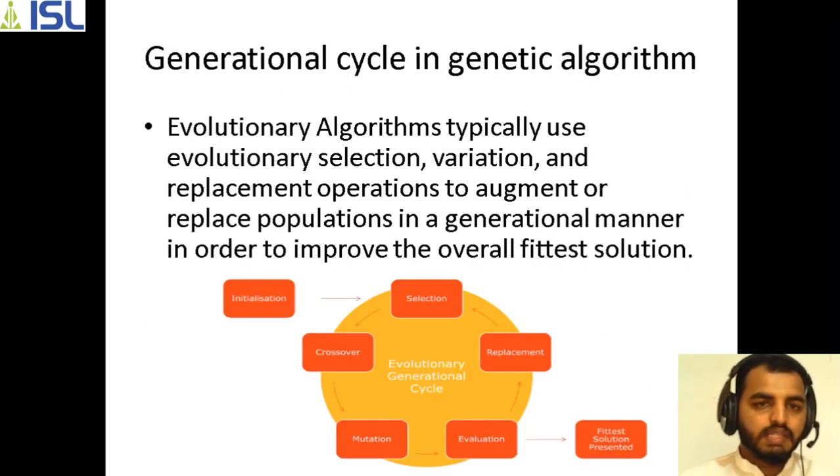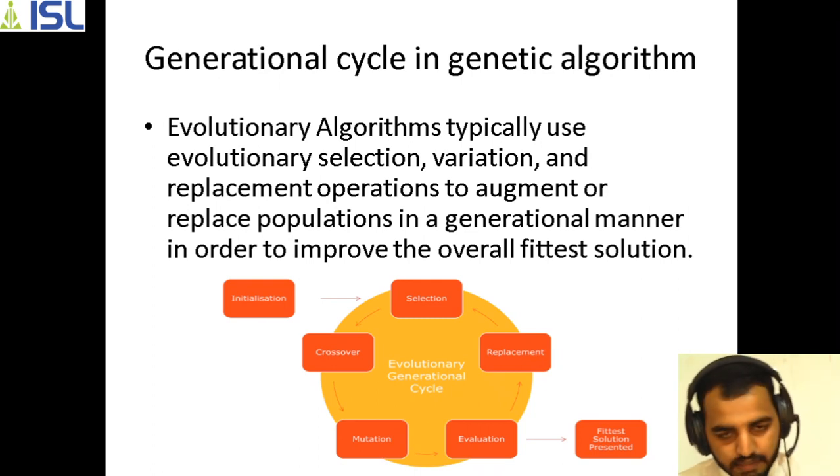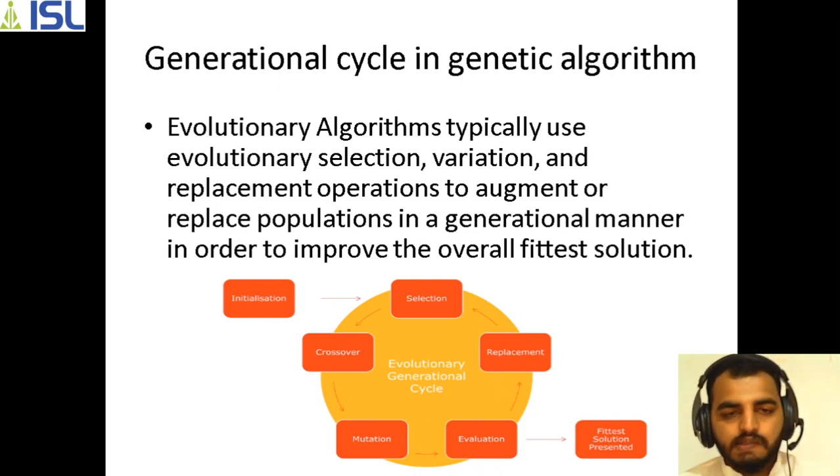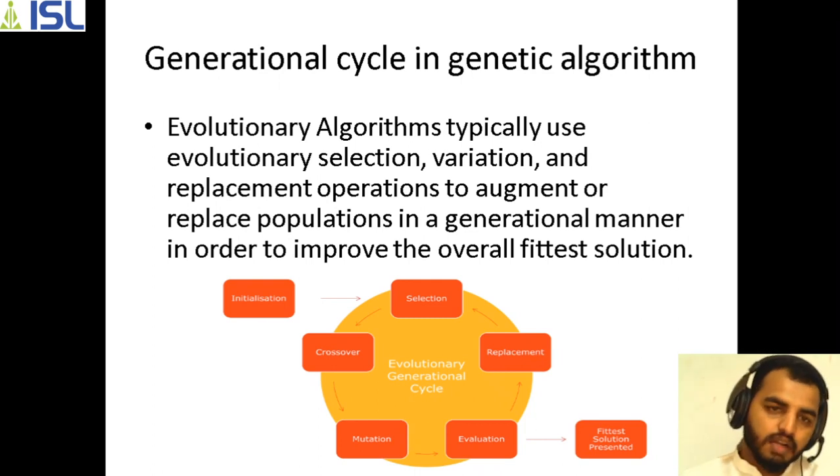Now, the next one is the generation cycle in genetic algorithm. What is the generation cycle? It is a mechanism that is followed: selection, crossover, mutation, evaluation, and replacement. So this is the generation cycle algorithm.